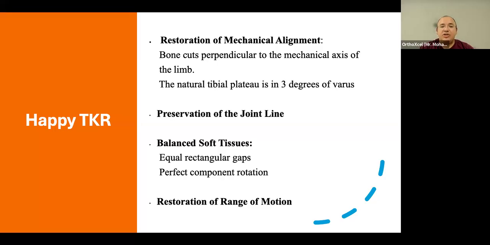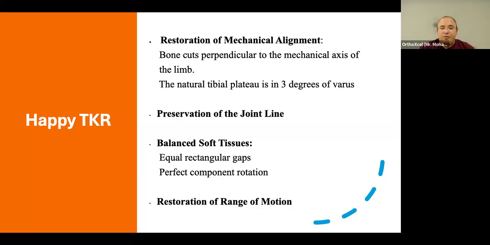So to have a happy total knee, there is no happy total knee without a soft tissue balance. And remember, total knee replacement is a soft tissue balancing procedure. With a soft tissue balance, your total knee will be a very successful one. And how can you balance the soft tissue? You need to have good component rotation, good component position. You have to have a good strength, good strain and tense ligaments. And you have to have rectangular equal gaps in both flexion and extension.